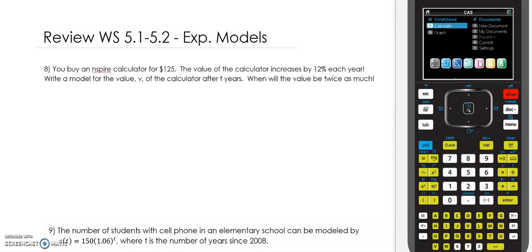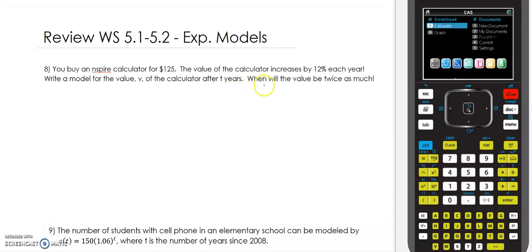We are going to go over just a few of the examples from the 5.1 and 5.2 review worksheet. I'm just picking out a couple so you get the general concept and idea. So this first one that we're going to do is number 8, where you're buying an Inspire calculator for $125. The value of the calculator increases by 12% each year. Imagine that. So we're going to write a model for the value V of the calculator after T years.